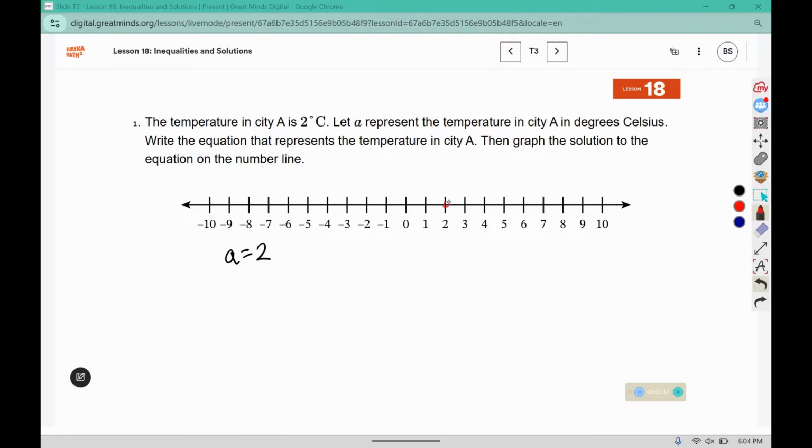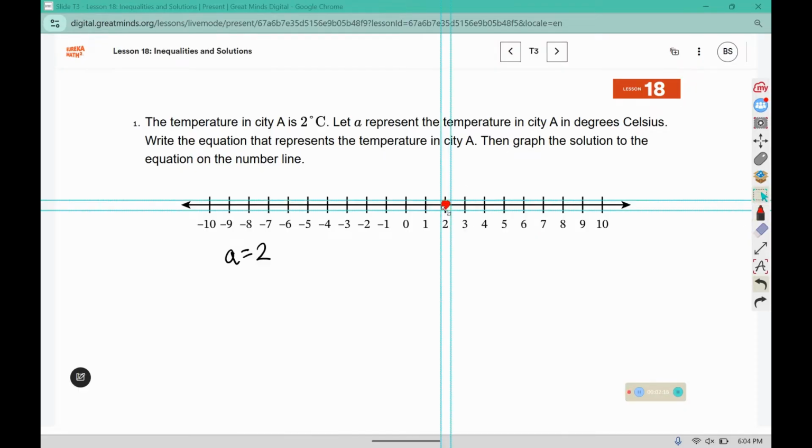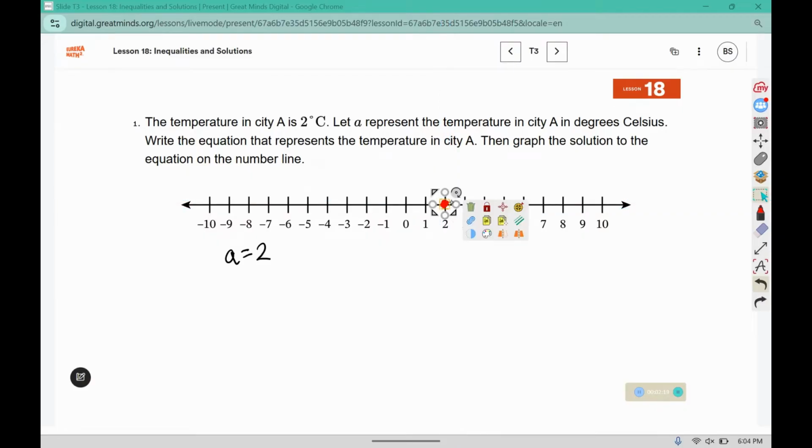So we're putting a dot on 2. Remember, we want the dot to be on the number line. We don't want it to be up here or down here. We want it to be on the number line where those lines cross.